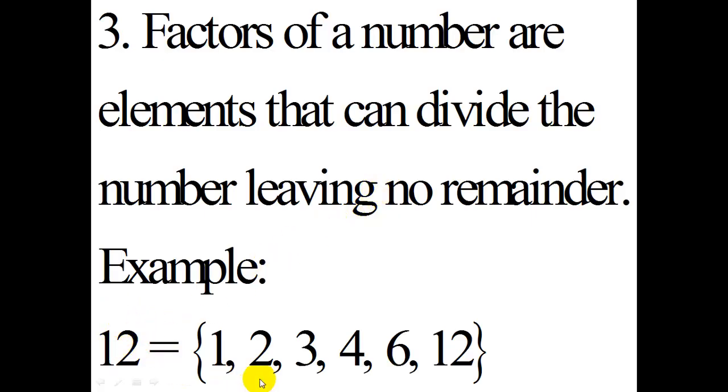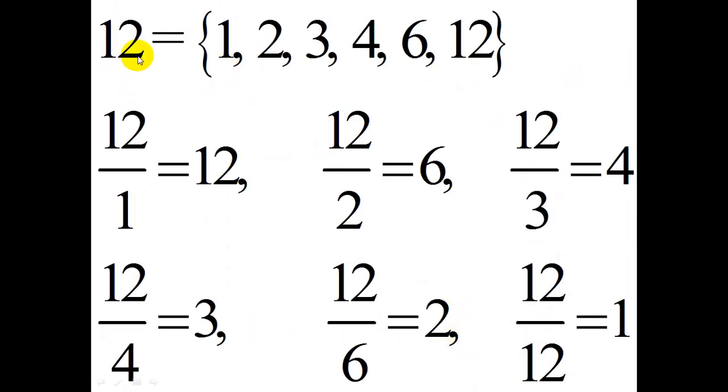That is, when we divide 12 by the factors of 12, it leaves no remainder. Let's look at the illustration. Now, the factors of the number 12 are 1, 2, 3, 4, 6, and 12.